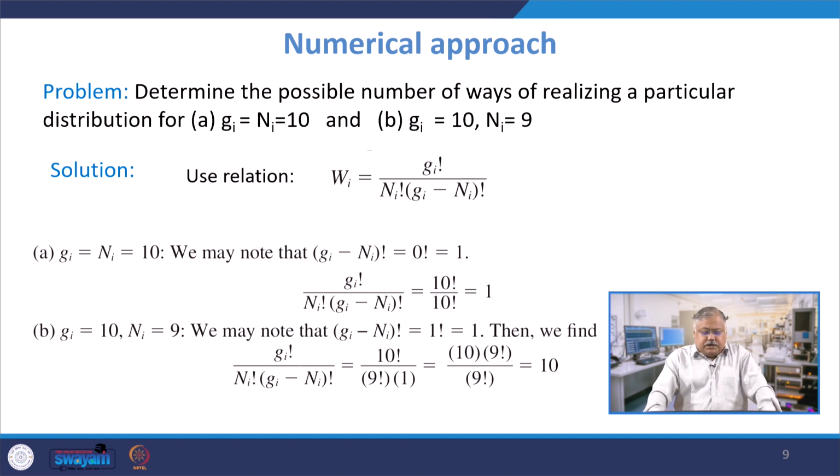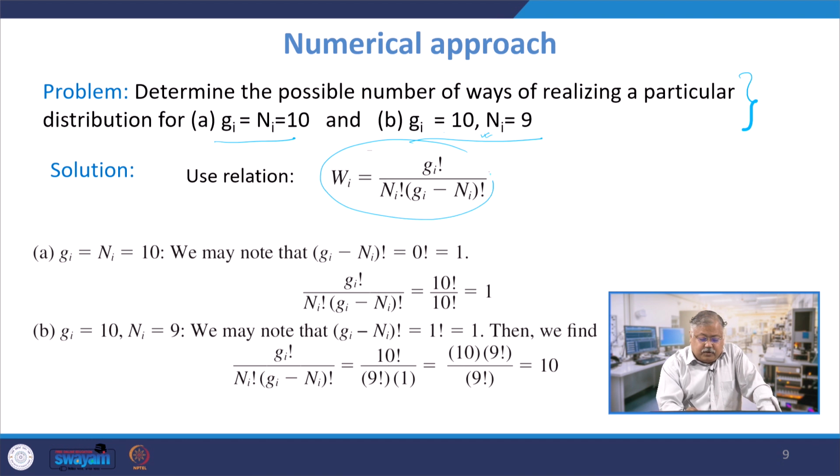Now the question is, determine the possible number of ways of realizing a particular distribution for this, g_i minus N_i equals 10 and g_i minus N_i equals n. Please understand, here g_i equals N_i, and in the other case g_i is larger than N_i, right. So if I use this relationship where we want to find the unique ways of doing it, then we get g_i equals N_i equals 10. We may note that g_i minus N_i will be factorial 0, which is 1, right, and therefore if I solve it I get 1 as the answer.